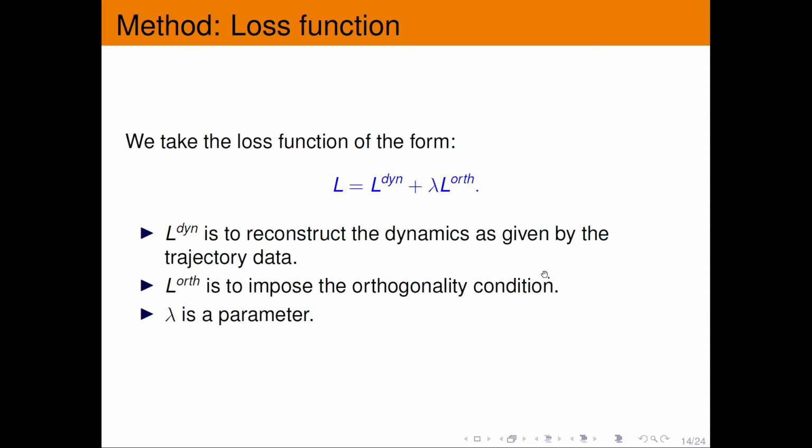Next, we introduce the loss function. The loss function contains two parts. The first part is to reconstruct the dynamics as given by the trajectory data. The second part is to impose the orthogonality condition, and lambda is a parameter.